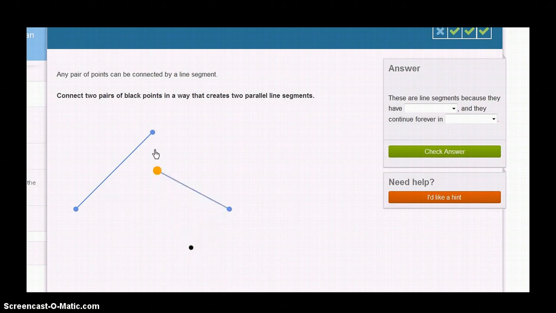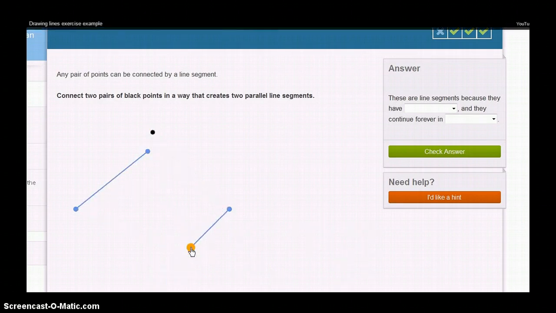If we did it another way, if we had connected that point to that point, and that point to that point, and this point to this point, then it wouldn't look so parallel. These clearly, if they were to keep going, would intersect at some point. So let me set it back up the way I did it the first time.